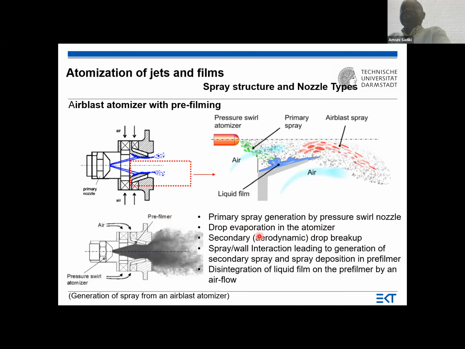We have droplet evaporation in the atomizer. We have also secondary drop breakup. This is the primary, and we have the secondary here, which is formed. We have spray-wall interaction leading to generation of secondary spray and spray deposition on the prefilmer. And we have disintegration of the liquid film on the prefilmer by the airflow. It is very complex, and we also carried out some simulation of this, but we're not sure.